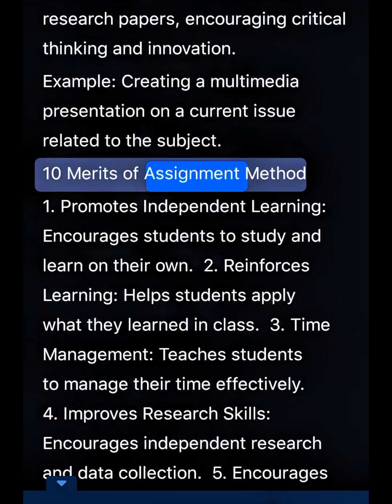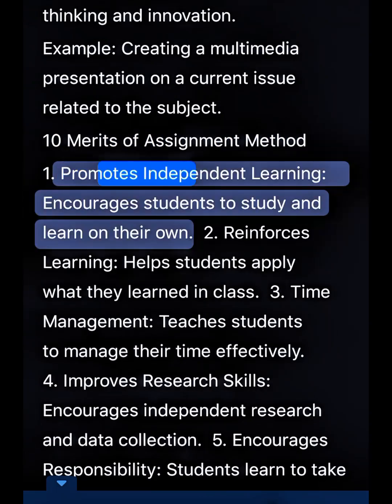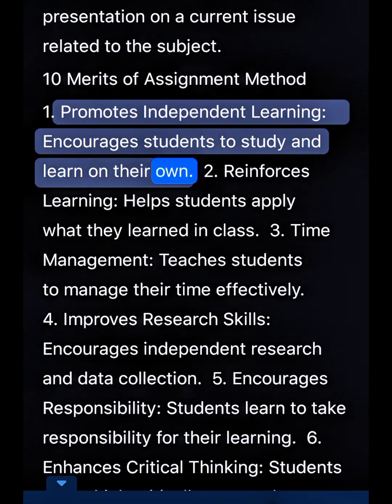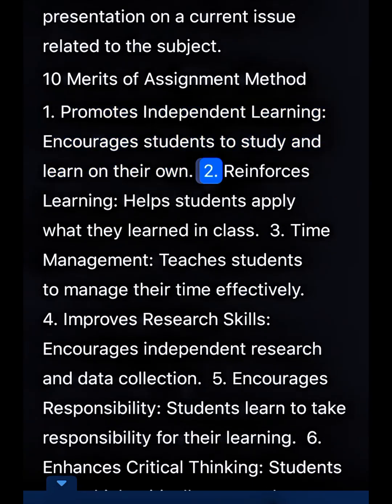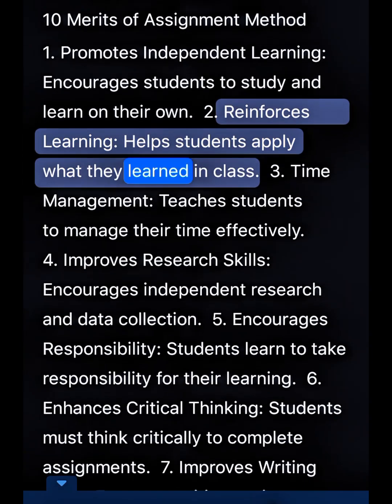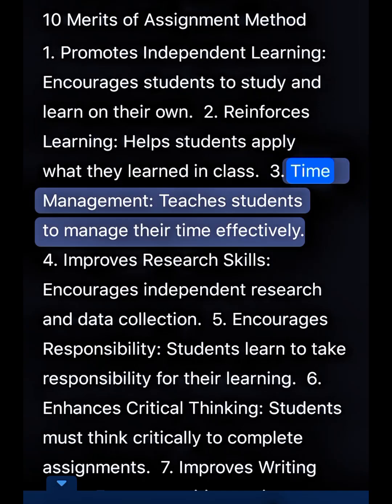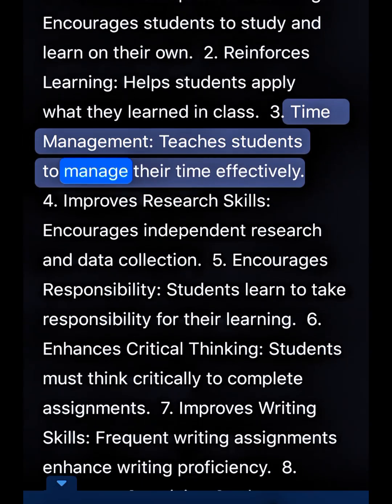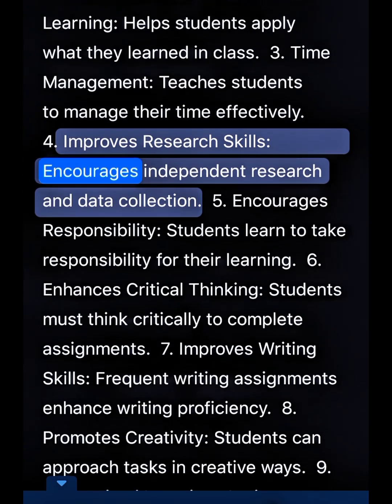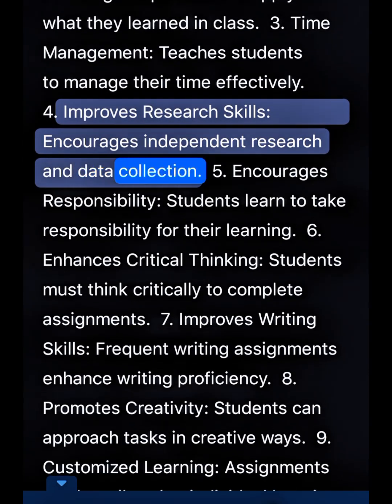10 merits of assignment method. 1. Promotes independent learning. Encourages students to study and learn on their own. 2. Reinforces learning. Helps students apply what they learned in class. 3. Time management. Teaches students to manage their time effectively. 4. Improves research skills. Encourages independent research and data collection.